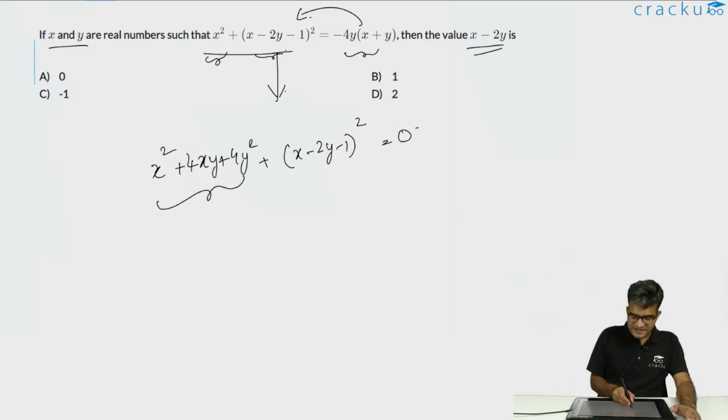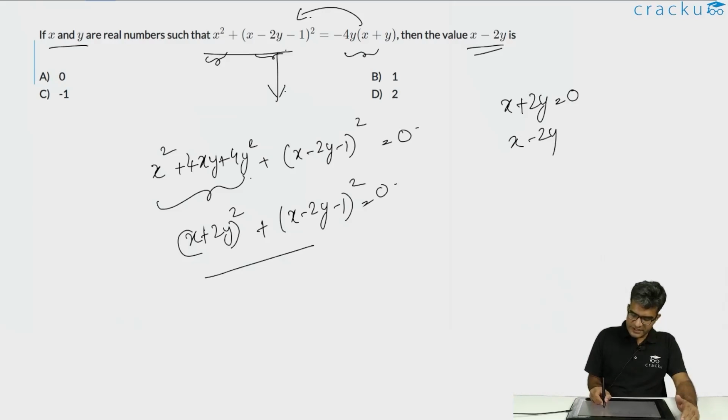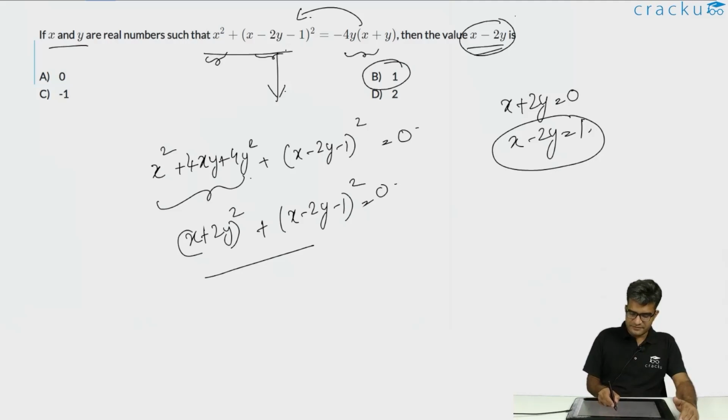Now this itself is (x plus 2y) whole square. So this is (x plus 2y) whole square plus (x minus 2y minus 1) whole square is equal to 0. This is the sum of two perfect squares equal to 0, so both of them have to be individually equal to 0. So x plus 2y will be equal to 0 and x minus 2y will be equal to 1. We are asked to calculate the value of x minus 2y, so that will be equal to 1, which is option B.